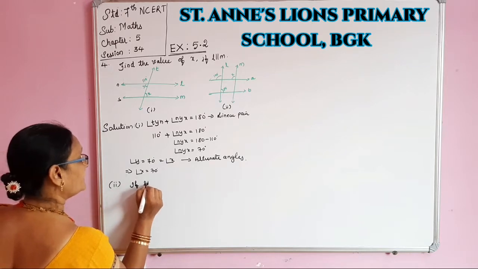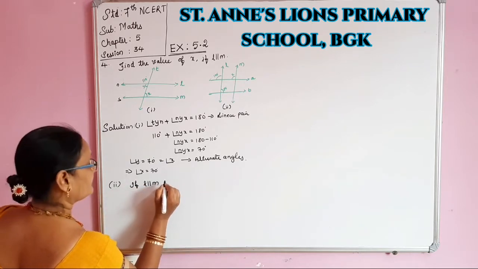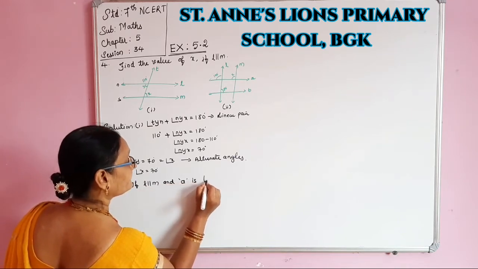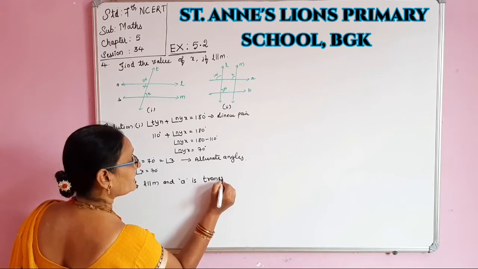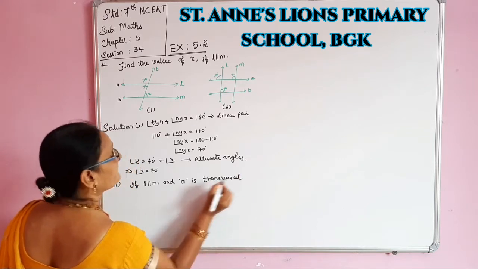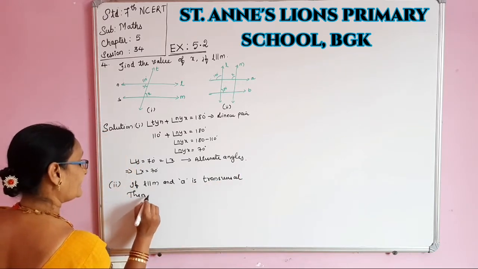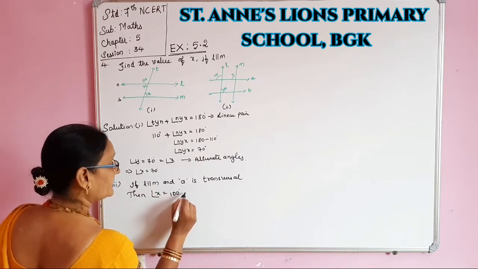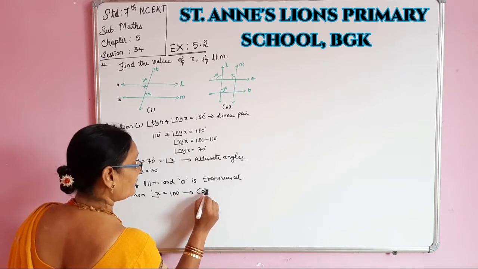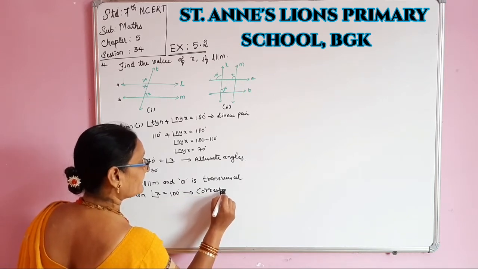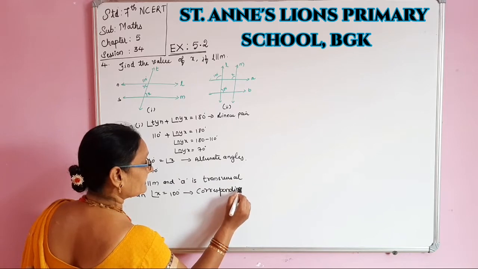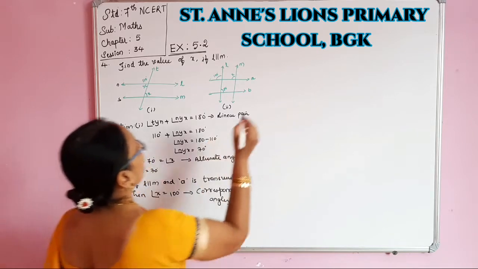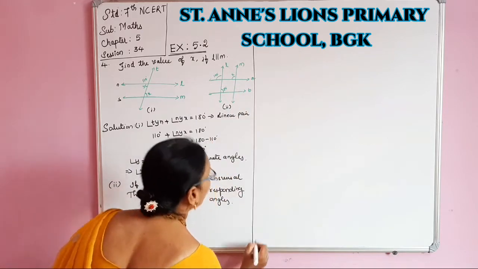If L is parallel to M and A is the transversal, then angle x is equal to 100 degrees. Why? Because they are corresponding angles. Okay, this is the fourth main. Now I'll go for the fifth main.